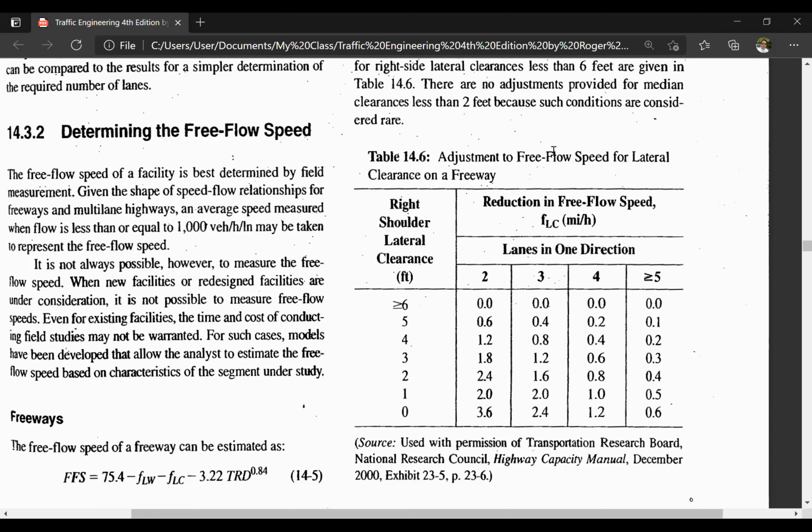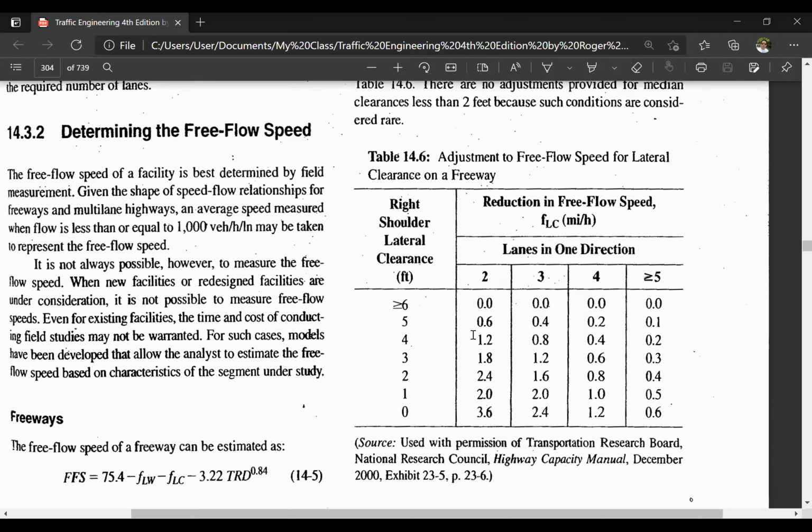But in Thailand, we still have a problem of sections that may have a median lateral clearance of less than 2 feet. 2 feet is what? 60 centimeters, right? But anyhow, to use this adjustment, you have to look closely.